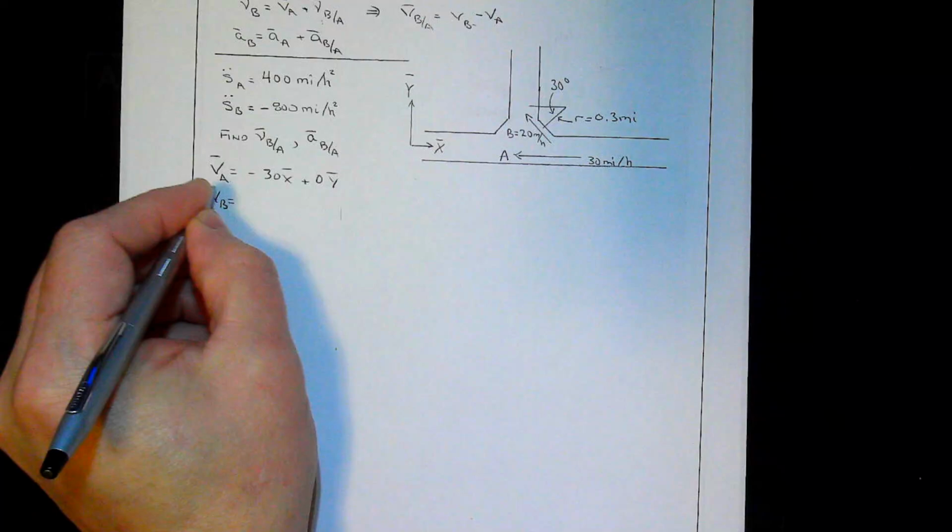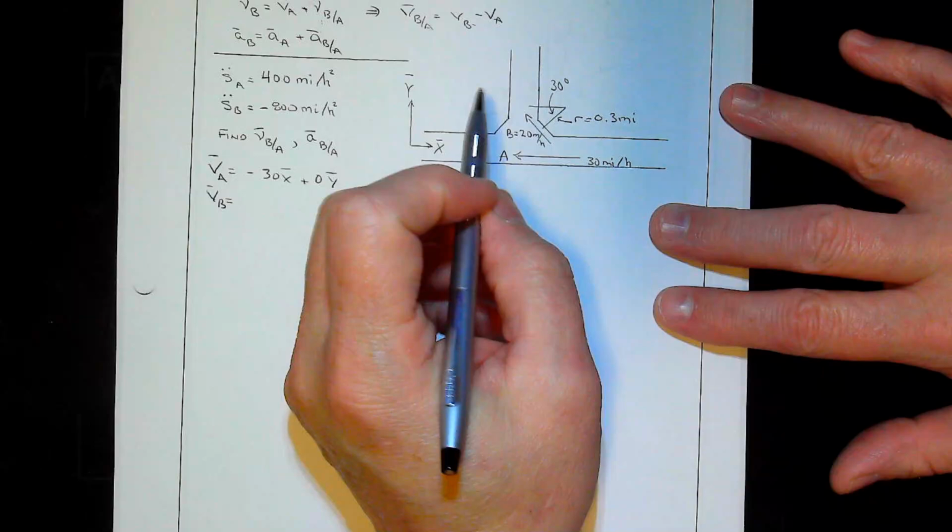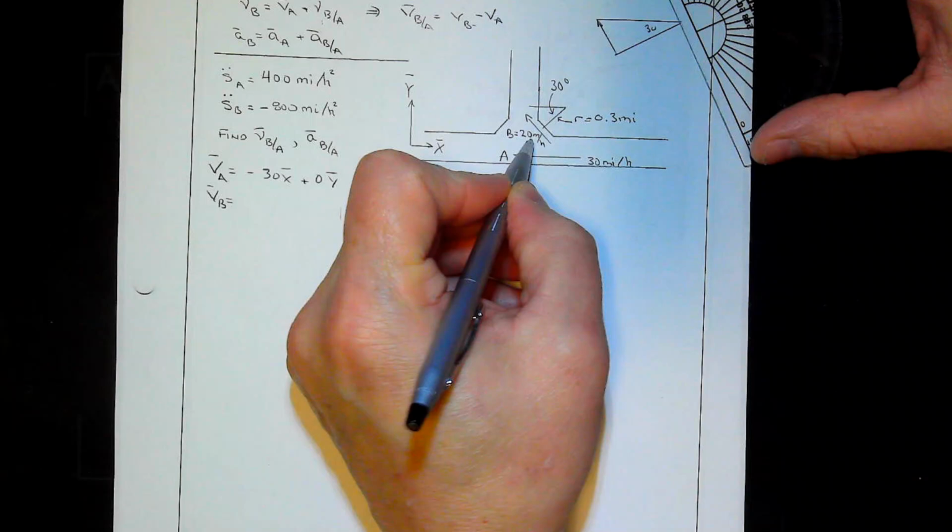Okay, this is all from a ground perspective. And likewise, acceleration is the same thing. Acceleration of A plus acceleration of B with respect to A is acceleration of B. There you have it. So let's play with that.